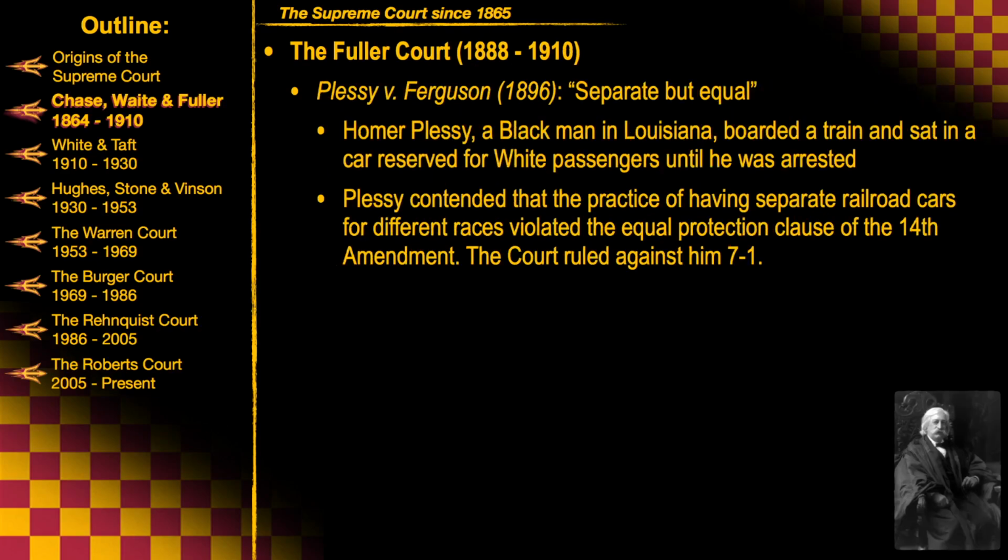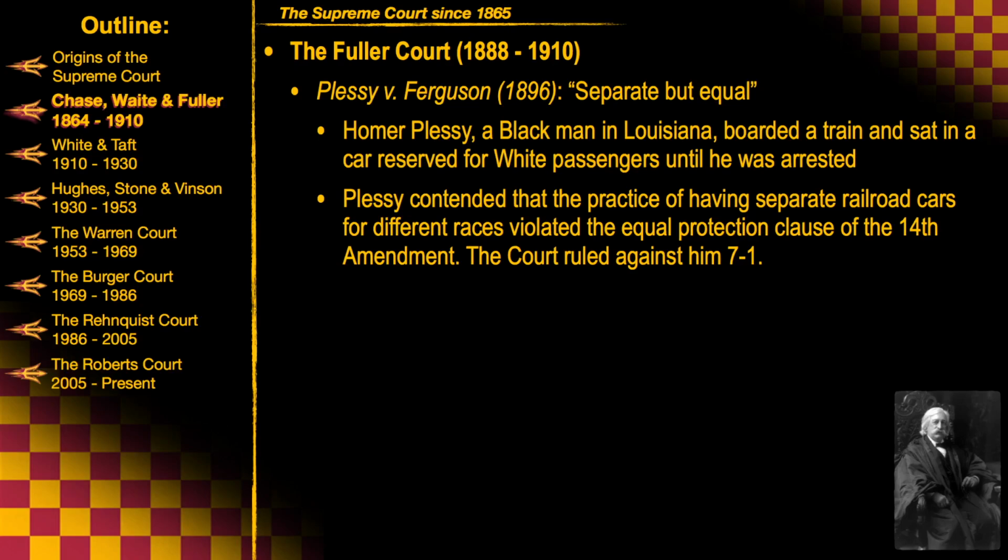Moving on to the Fuller Court. This is another disappointing court. More so because, given the Chief Justice's last name, as a Fuller myself, I sure wish the legacy here was a little different. It's actually under the Fuller Court that we see Plessy versus Ferguson and the separate but equal ruling. This was a case in which a man named Homer Plessy, a black citizen of Louisiana, had intentionally boarded a train and sat in one of the cars that was reserved for white passengers until he was arrested so that they could challenge this law.